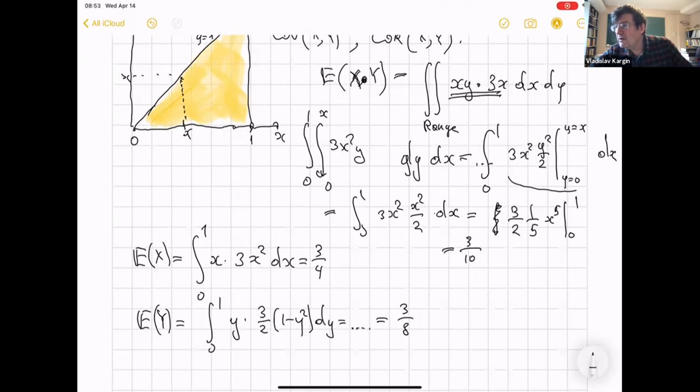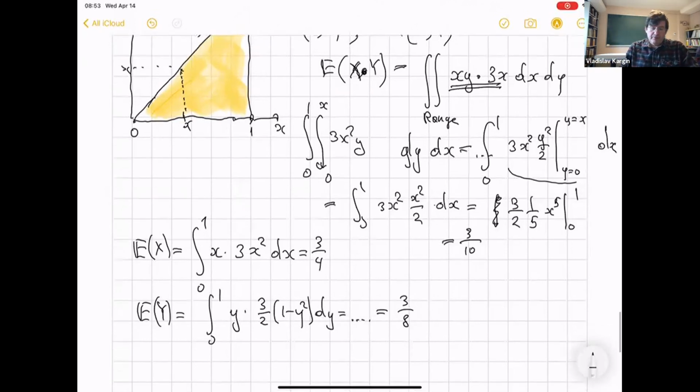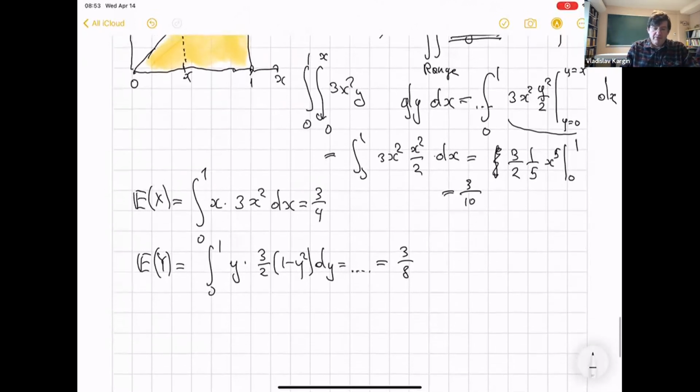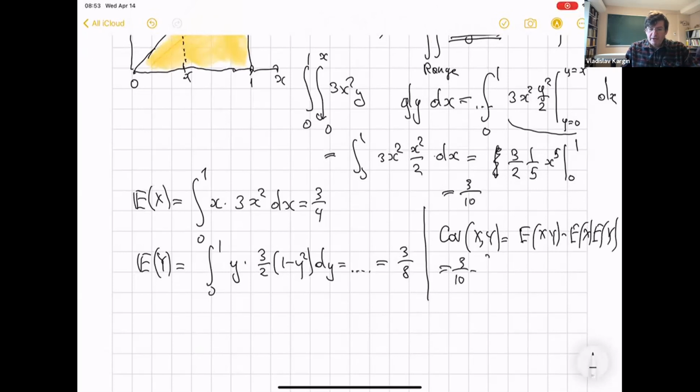Yes, 3/8. After that, you have the formula for covariance. The covariance of x and y is equal to the expectation of xy minus the expectation of x times the expectation of y. So it's equal to 3/10 minus 3/4 multiplied by 3/8. If you calculate it, this is equal to 3 divided by 160, which is approximately 0.1875. Right? So some number.